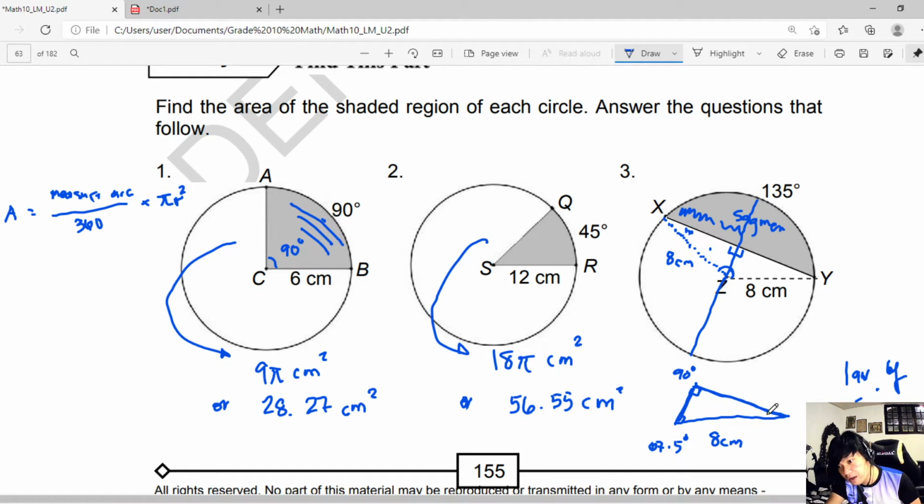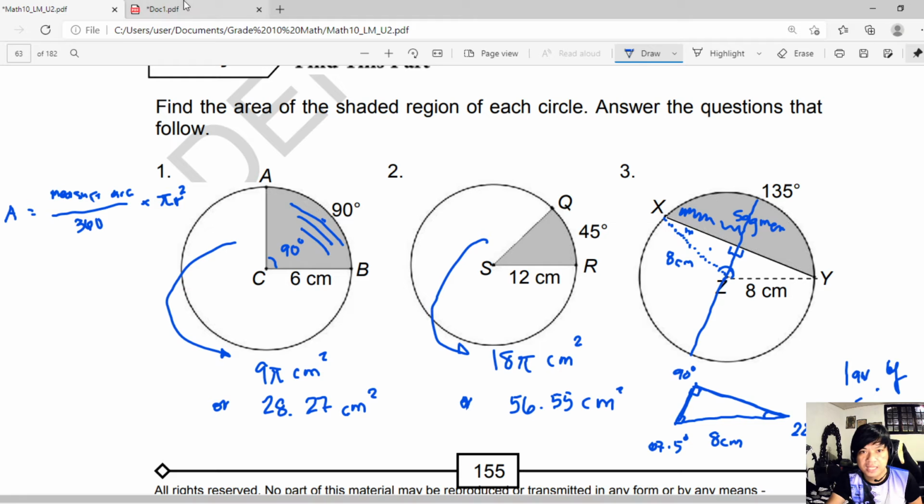And we also have ito. Ano kaya measure nito? So we know that the sum of the measures of the angles in a triangle is 180. Para makuha natin yung measure nito, subtract lang natin yung 90 and 67.5, so we have 180 degrees minus 90 minus 67.5 degrees. So the measure of this one is 22.5 degrees. Ayan. So meron na tayong measure ng each angle.